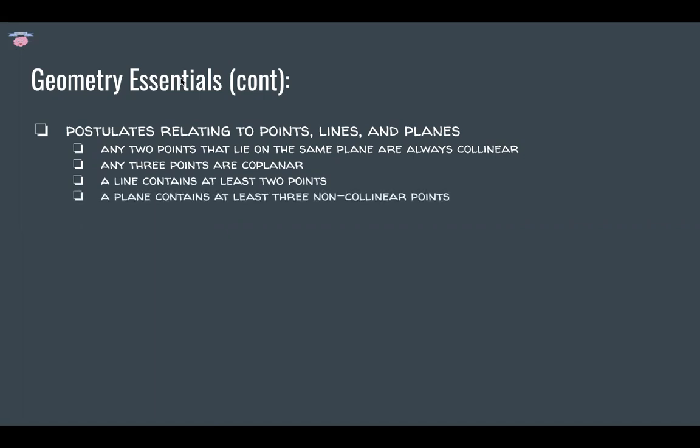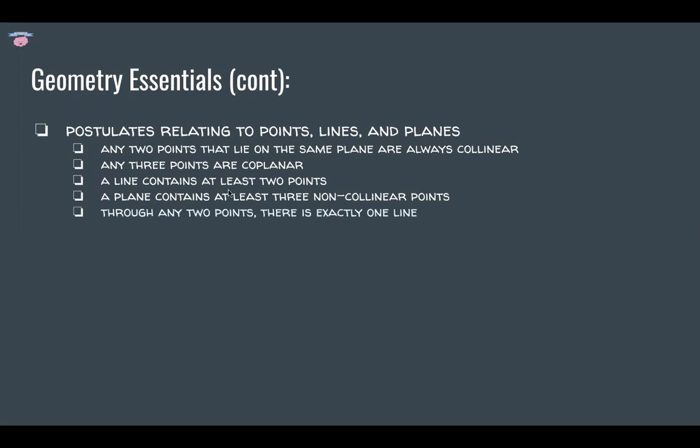A plane contains at least 3 non-collinear points. This is important because if you have 3 collinear points, which means a line goes through them, there could be infinite planes that pass through this. This is one example of a plane, or there could be this one that goes through it, and so on. So if they're collinear, then it doesn't have to be one plane.